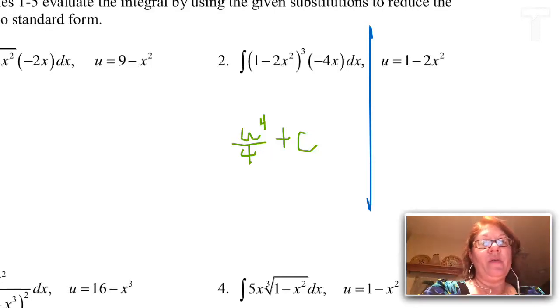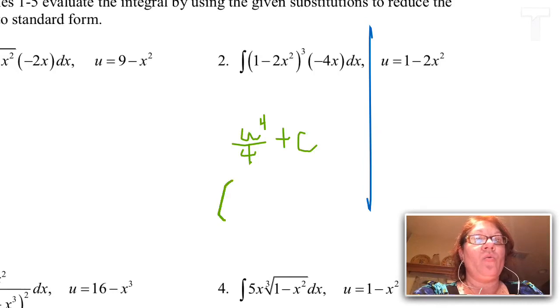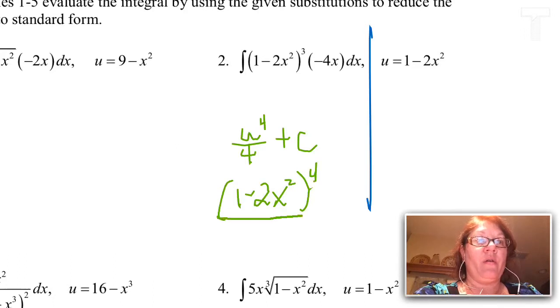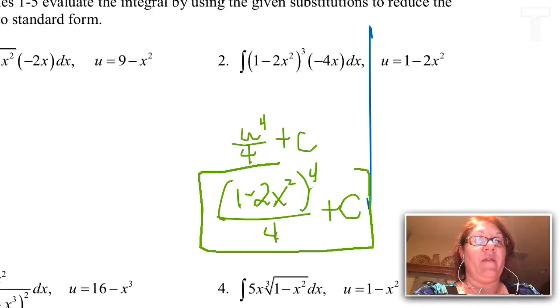And then last but not least, remember I have to substitute back in for u. So u was 1 minus 2x squared, and that's now to the 4th, over 4, plus my vitamin C. These are kind of fun.